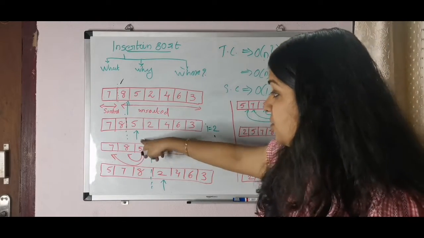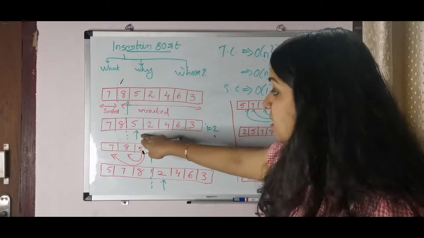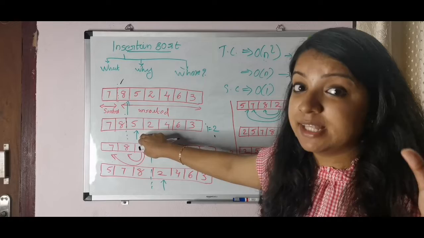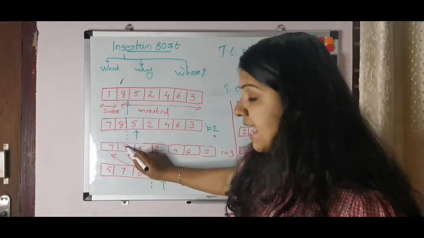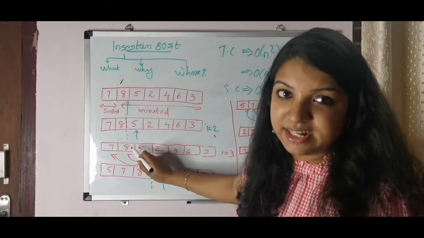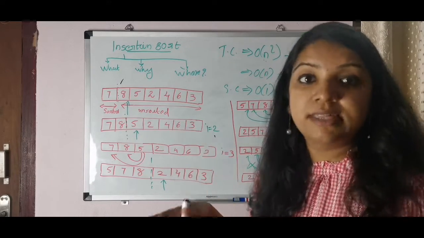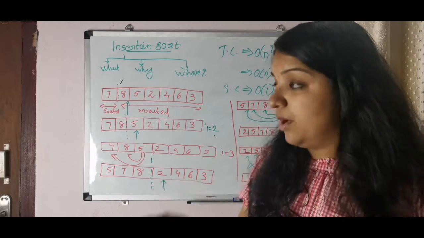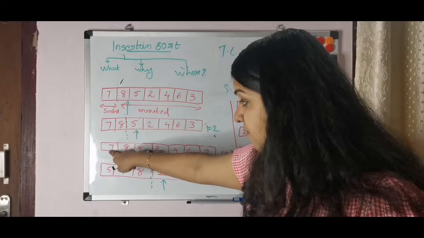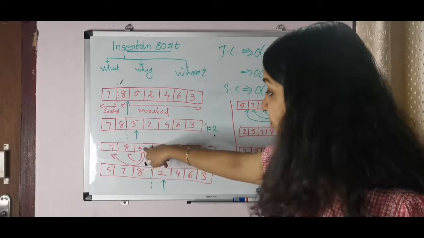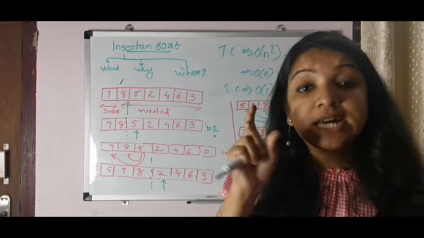In the next iteration, the pointer will move to 5, right? Then the swapping check will happen. 5 is checked with 8. 8 is greater, so this is not the correct position. Then checking with 7, 7 is also greater than 5. So 8 will move here, 7 will move here, and 5 will come here. That means it is moving to the correct position.